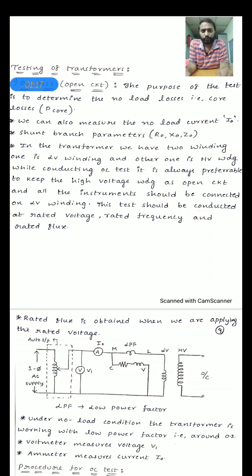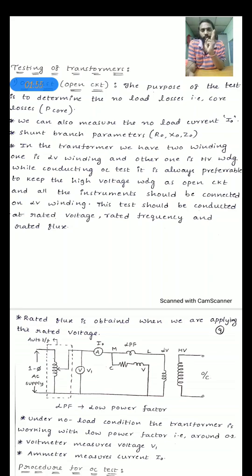Hi students, good morning. Today I would like to discuss the testing of transformers, especially the open circuit test on a single phase transformer. We know that there are two different tests conducted on the transformer to determine the core losses and copper losses of the transformer. The first test is the open circuit test. By conducting the open circuit test, we can measure the complete core losses of the transformer.